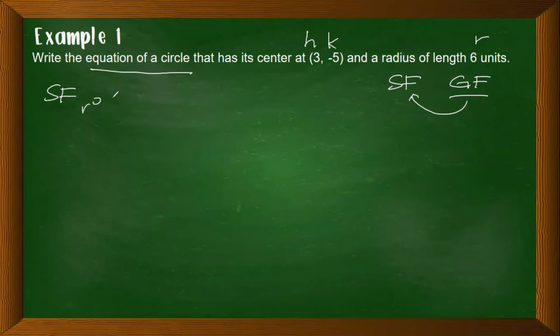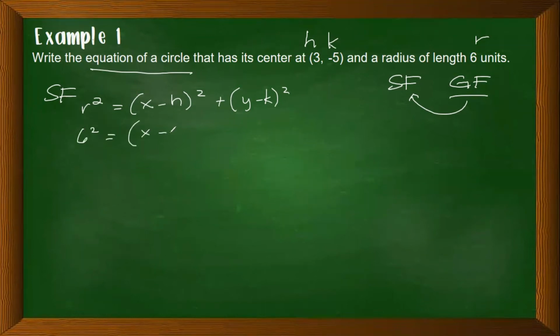The formula is r squared equivalent to the quantity of x minus h squared plus y minus k squared. Then we will substitute all the given items there. So we have 6 squared equivalent to x minus 3 squared plus y minus, that is negative 5. So negative times negative, this will become positive 5 squared. Okay, so this is now your standard form.